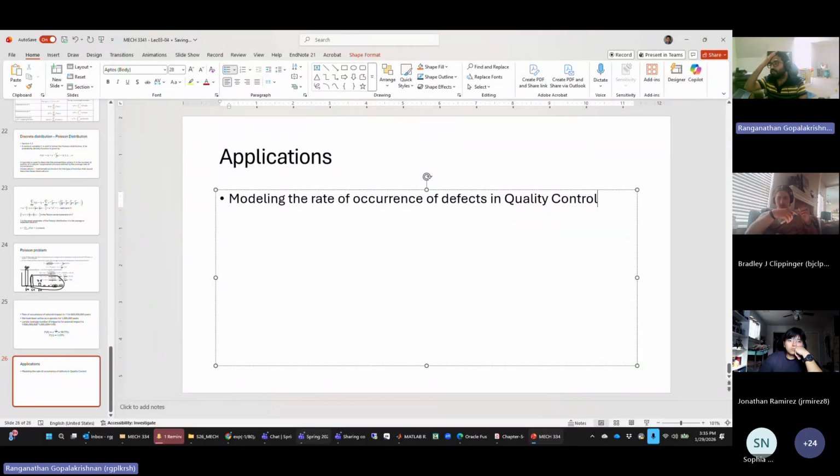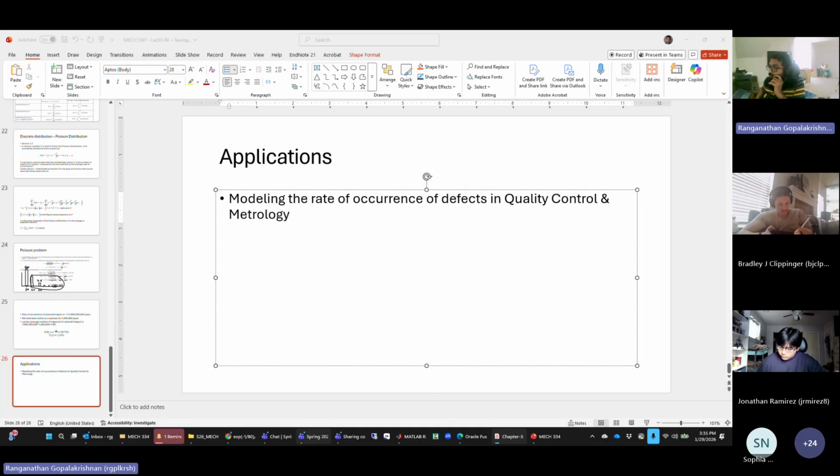So if you are producing batches of, let's say, 10,000 articles per day, the number of bad or badly manufactured products is usually modeled as a Poisson variable. So there is a lot of application in quality control and metrology for the Poisson distribution. What I would suggest is the book is sort of lean on the number of problems related to Poisson. Please work through all the examples that they have done.